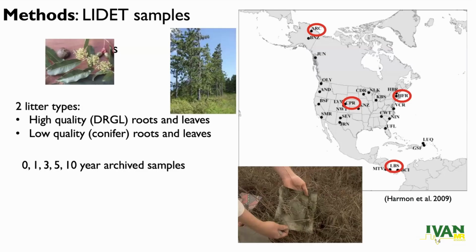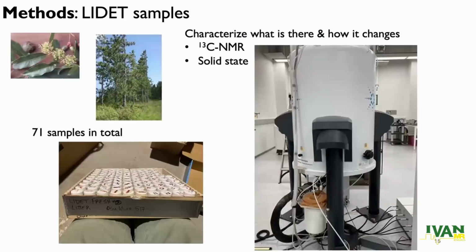I was lucky enough to be able to use some of the archived samples to analyze, and we looked at the initial samples at time 0, and the 1 year, 3 year, 5 year, and 10-year archived samples. So this is what I brought with me, 71 samples in total. That's a lot for NMR, I'm told. I went to Merced and worked with Dave on their 13C solid state Agilent NMR machine. The idea then was to characterize what's in those samples and how it changes over time.